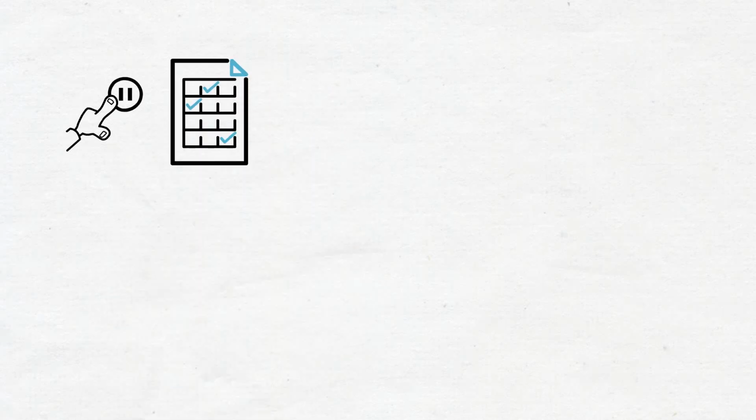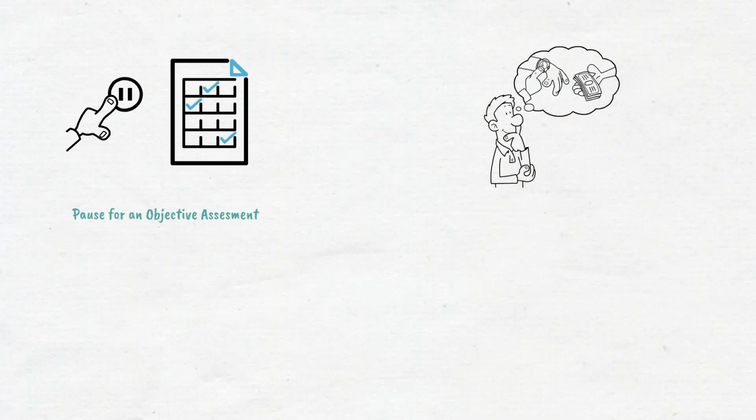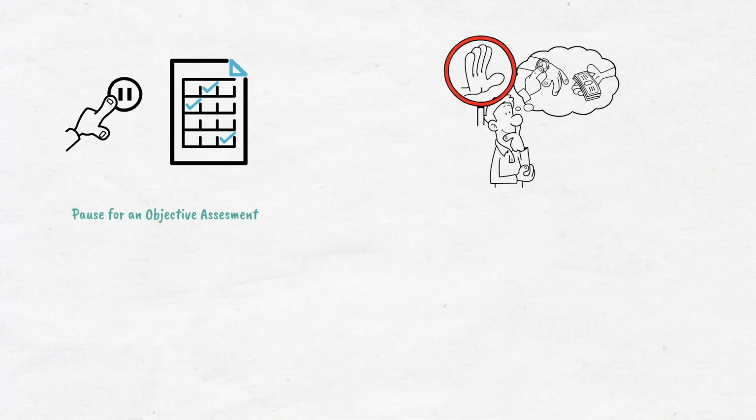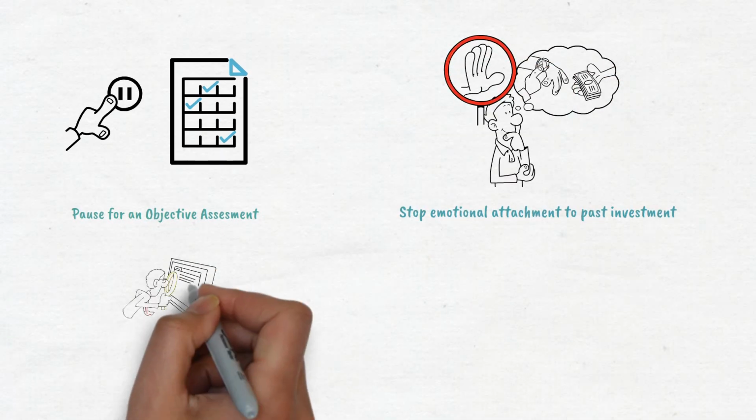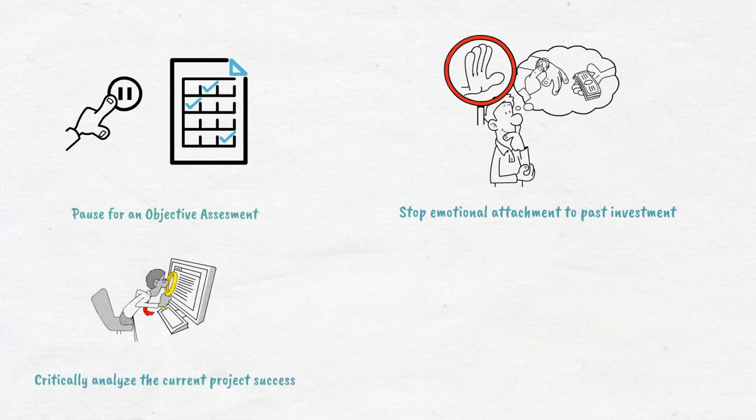Take a step back and assess the situation objectively. Avoid emotional attachments to past investments and critically analyze the current feasibility and potential success of the project or activity. Seek input from others to gain different perspectives.